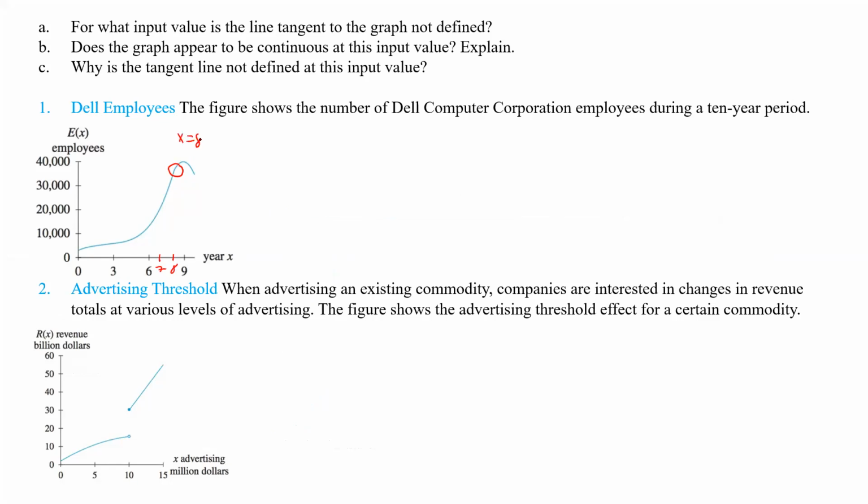So at x equals 8, it looks like it's going to be a sharp corner. Now, it's hard to tell because the rest of it looks pretty smooth, but it looks like this is going up and this one looks like it should be coming down. And so I'm thinking that right there, that's the sharp corner. And so there's not going to be a tangent line at that point. Okay, so it's not defined at x equals 8. Now, does the graph appear to be continuous? Yes, I think it does. You don't pick up your pencil, you can draw the whole graph.